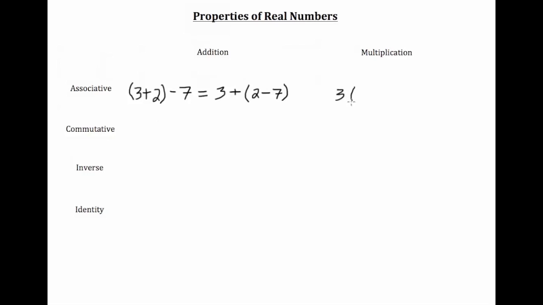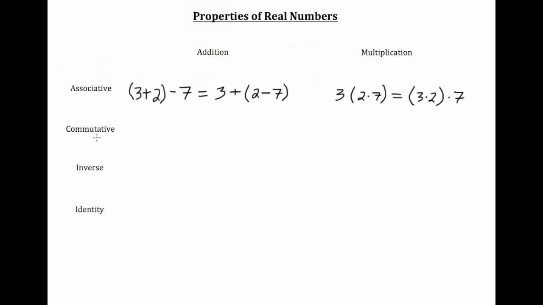Now similarly with multiplication, say we had 3 times 2 times 7, that's going to be the same thing as doing 3 times 2 and then times 7. So here, for example, 2 times 7 is 14, and then times 3 is 42. Now here, 3 times 2 is 6, and 6 times 7 is 42. So again, it doesn't matter where these parentheses are. They could be right here for the 2 times 7, or right here for the 3 times 2. It's still going to give us the same answer because of the associative property.